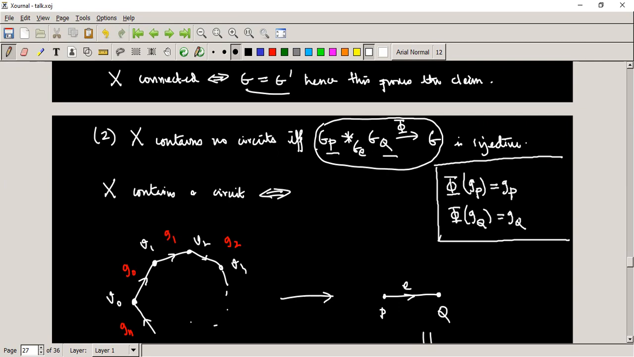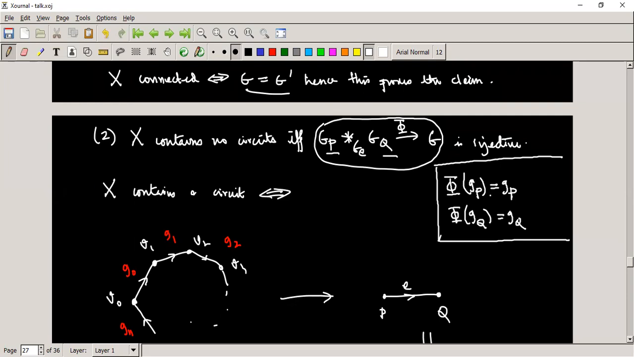You just write, so what is an element here? An element here is a word on elements of G_P and G_Q, right? So a bunch of elements of G_P, then a bunch of elements of G_Q, then a bunch of elements of G_P, and so on and so forth. You just send each of those elements to what that element means in G, because G_P and G_Q are both subgroups of G. G was acting on it, and G_P and G_Q are stabilizers.